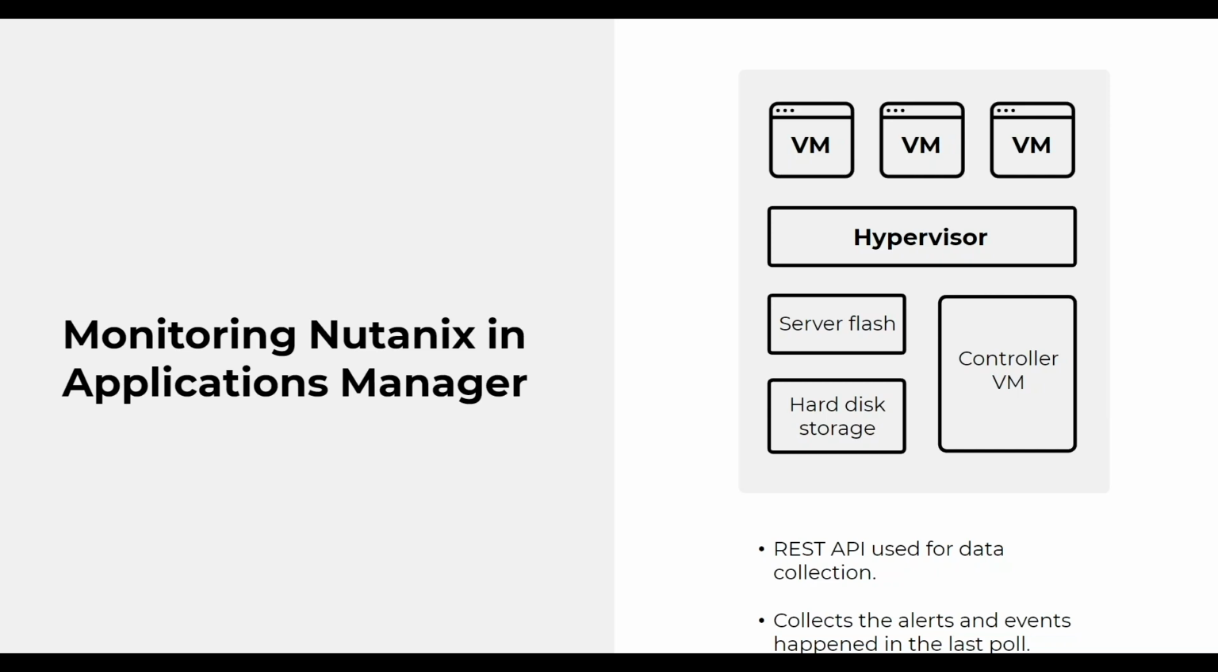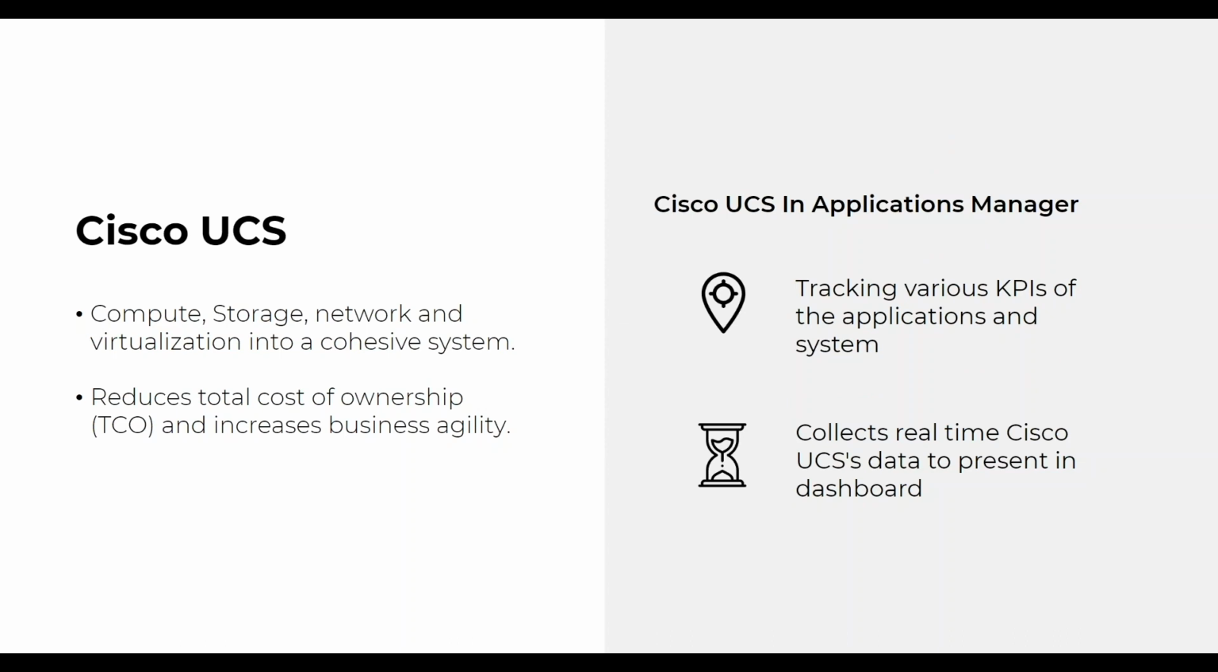Now, similar to that, we also have Cisco UCS, which helps you identify the compute, storage, network, and virtualization. Also, the use of Cisco UCS is that it reduces the total cost of ownership and improves business agility.